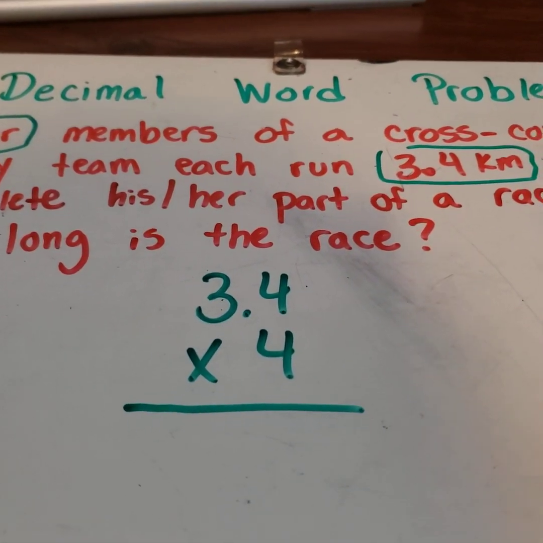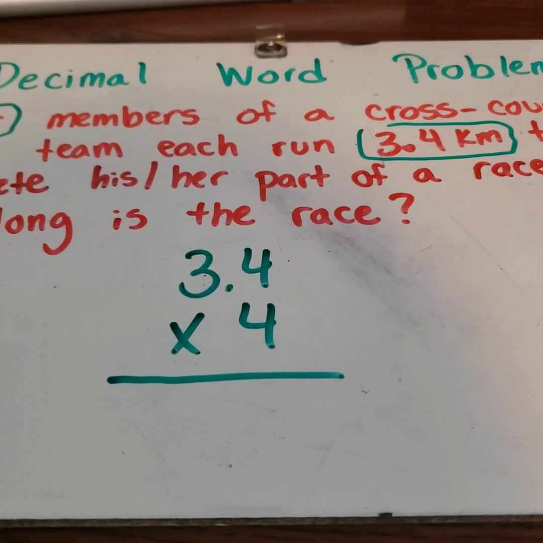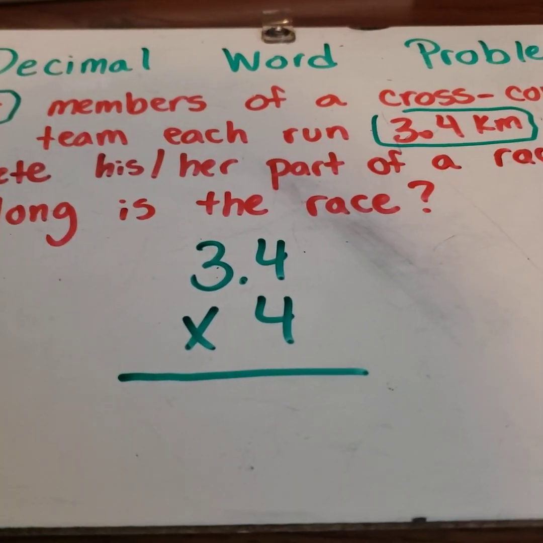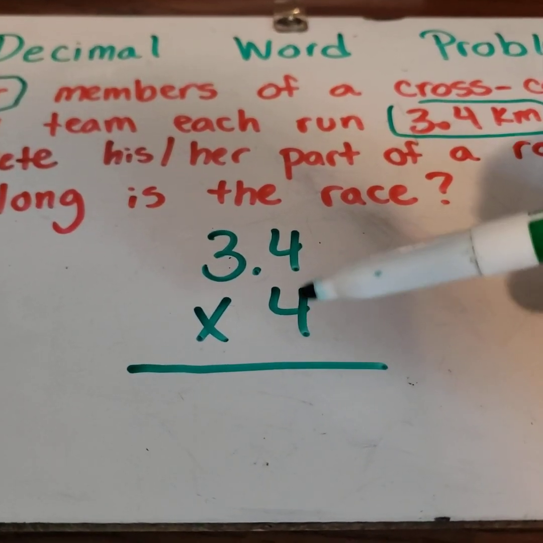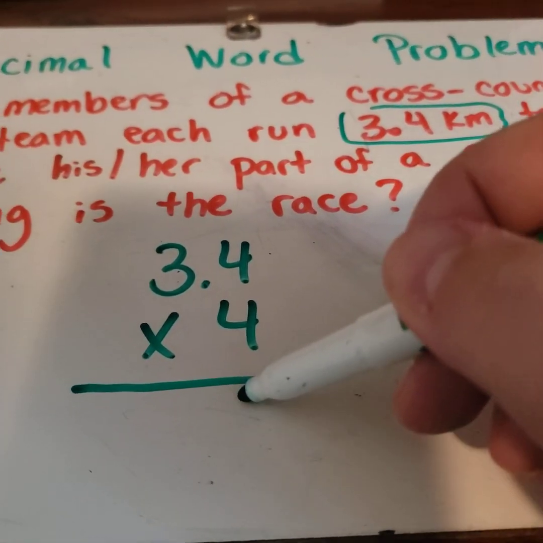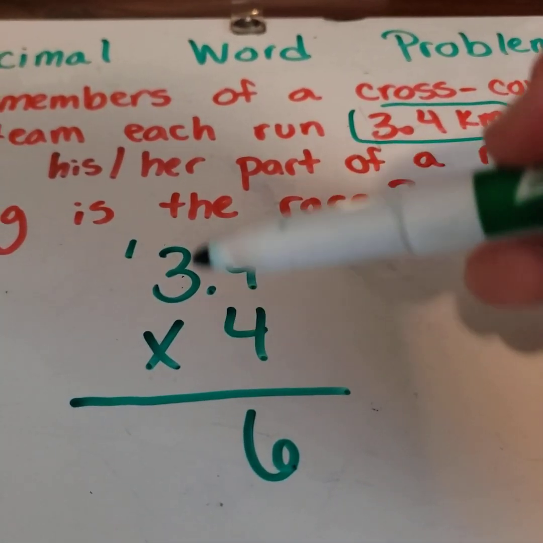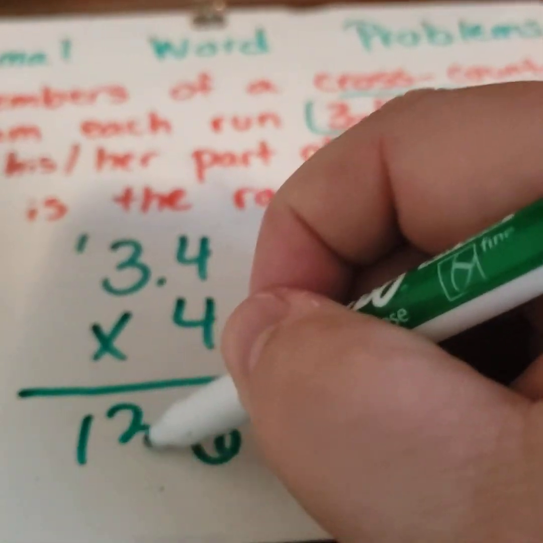So I have my key information circled, 4 and 3.4, and I've come down here and I've set my problem up. Now when I'm multiplying decimals, remember we just multiply everything first. We don't even worry about our decimal until we've multiplied. So I'm going to say 4 times 4 is 16. Put down my 6, carry my 1. 4 times 3 is 12, plus 1 is 13.